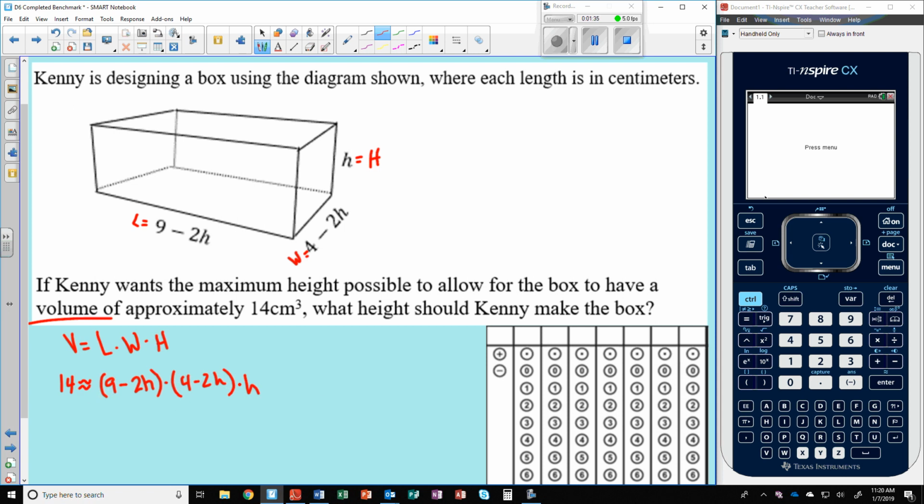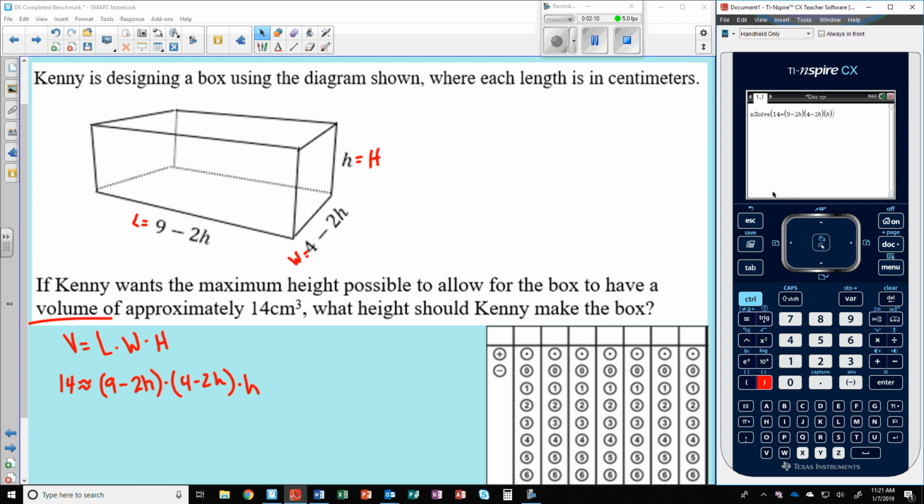Now, we could use nSolve, but there's going to be a problem with that, and I'll show you why. Let's first do algebra here and just solve this, because there's only one variable. If I go menu 3.1, menu algebra numerical solve, I could type in this equation: 14 equals 9 minus 2h times 4 minus 2h times h. I just put all these in parentheses like that.